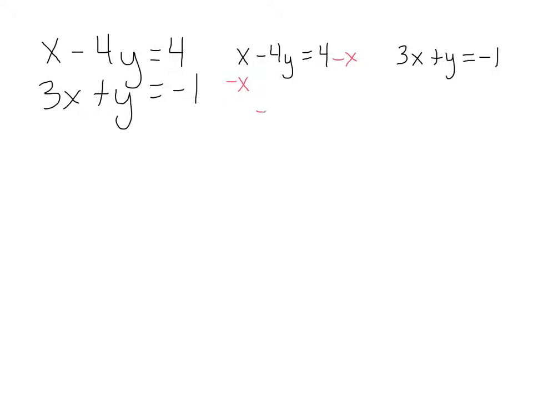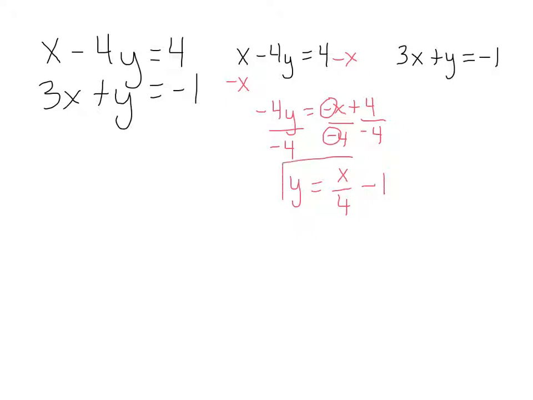And that gives me negative 4y equals negative x plus 4. And then I'm going to divide by negative 4 on both sides. I'm trying to get this in slope-intercept form. So I have y equals a negative divided by a negative is a positive x over 4. And then 4 divided by negative 4 is negative 1. So that's one equation in slope-intercept form.